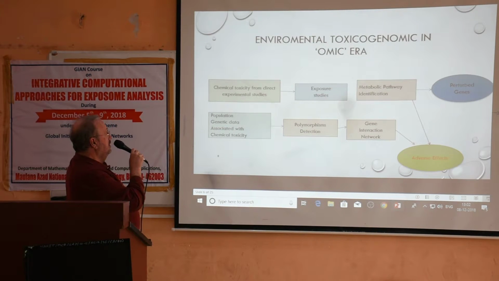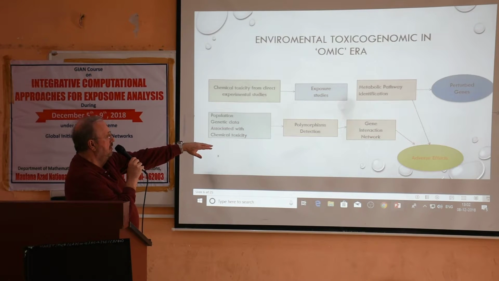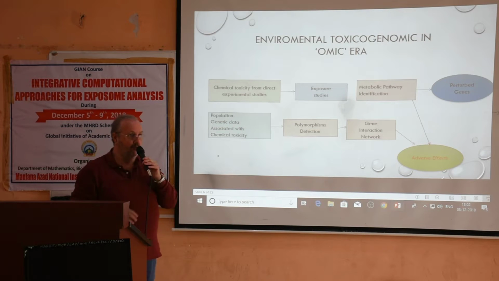In the environmental toxicogenomics area, we talked about it in the previous lesson, and I am recalling some key points because on one side there is the chemical informatics pipeline, and on the other the genetic pipeline, and both must converge to the prediction of adverse effects.